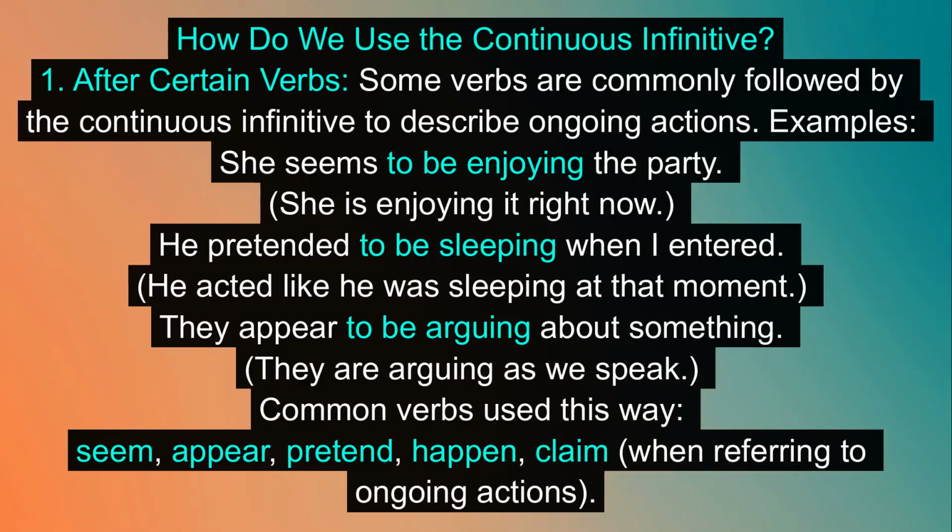1. After certain verbs. Some verbs are commonly followed by the continuous infinitive to describe ongoing actions. Examples: She seems to be enjoying the party. She is enjoying it right now. He pretended to be sleeping when I entered. He acted like he was sleeping at that moment. They appear to be arguing about something. They are arguing as we speak. Common verbs used this way: seem, appear, pretend, happen, claim, when referring to ongoing actions.